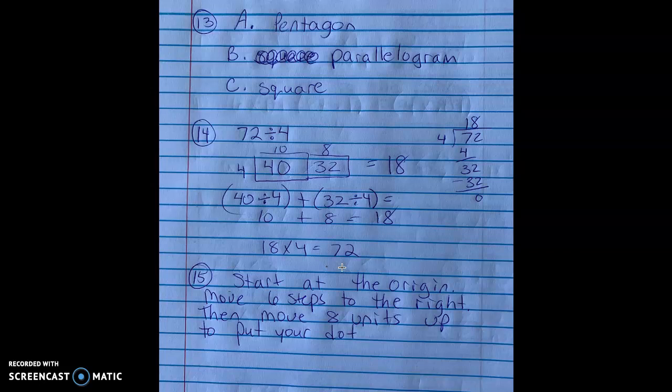On question number 15, you start at the origin. You're going to move 6 steps to the right on the x-axis. Then you're going to move 8 units up to put your dot. So you always go over before you go up.